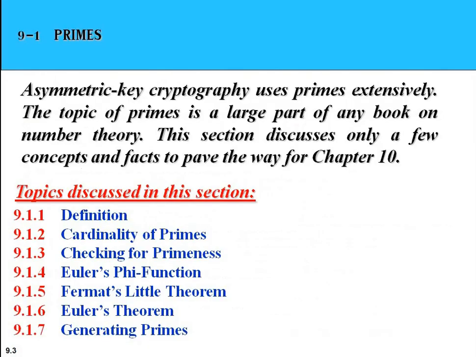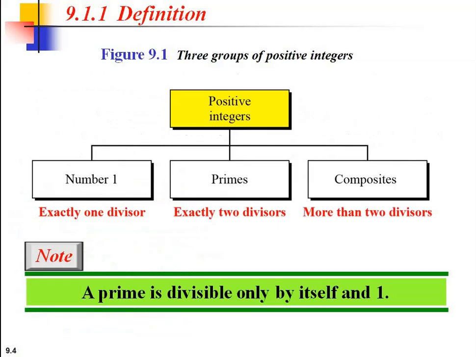Prime numbers are commonly used for asymmetric key cryptography, and the topic of primes is very large in terms of number theory. In this chapter we will be discussing some of the important topics related to prime numbers. The positive numbers can be divided into three groups.